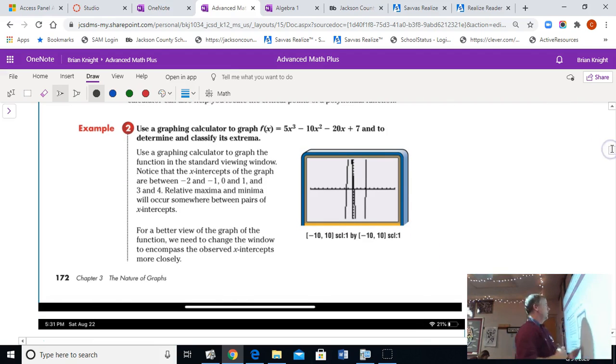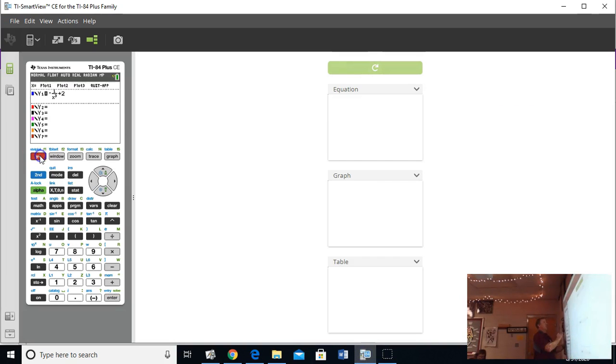Example 2, you get to use your calculator. So grab your calculator. It says using a graphing calculator to graph f of x equals 5x cubed minus 10x squared minus 20x plus 7, and to determine and classify the extrema. So you need to graph it. Yes, I'm going to try to graph it here.